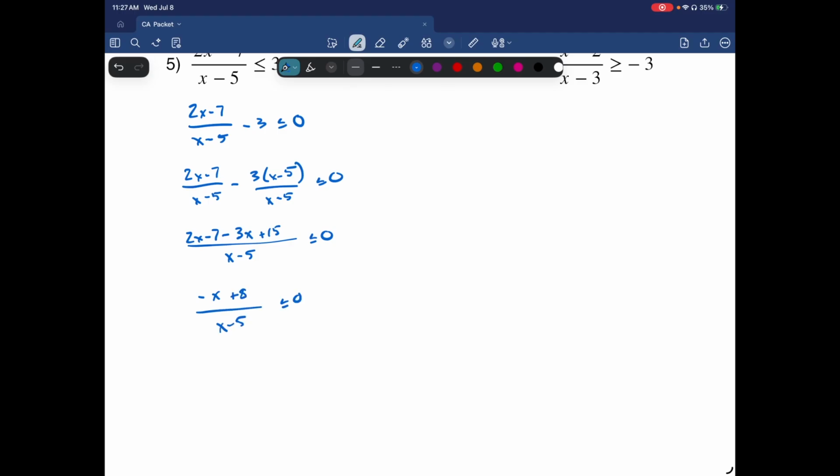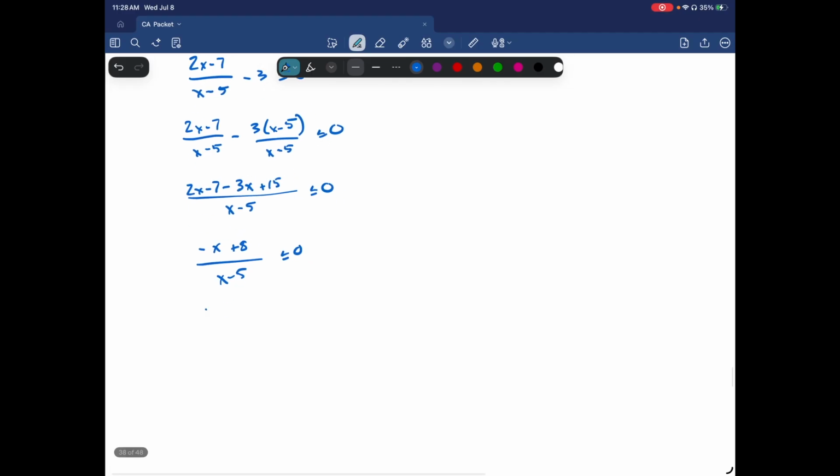So how do you find your critical points when you have a fraction like this? Well, it's simple. You set the top equal to 0, get an answer. You set the bottom equal to 0, get an answer. So if I set the top equal to 0, I get 8. If I set the bottom equal to 0, I get 5. So those are my critical points.